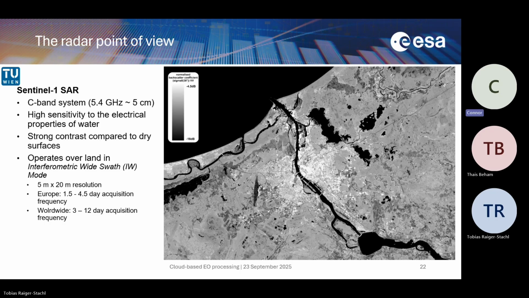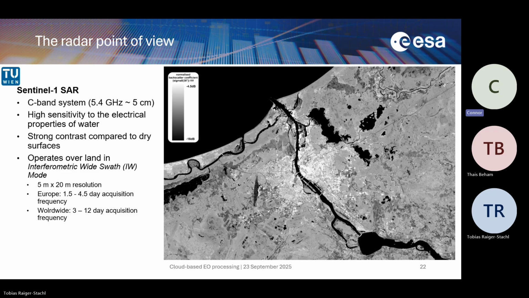This is the median, so the median value. In this case, it's VV. Yeah, exactly, VV. Also, maybe this is another point. VV is the preferred polarization channel that we use, especially for flood mapping.